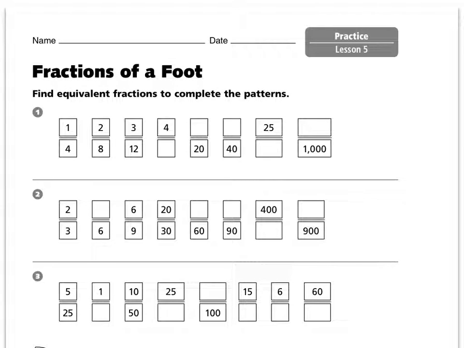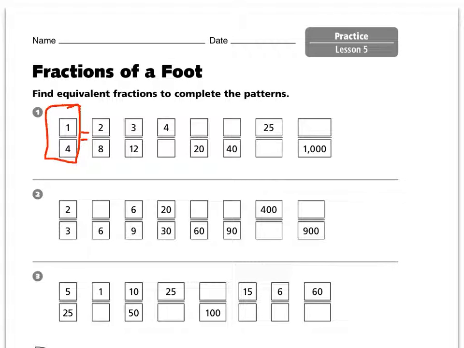Let's look at Chapter 7, Lesson 5, Practice, Fractions of a Foot. Find the equivalent fractions to complete the patterns. So we need to first look at the number 1 that's filled out and see if we can find a pattern that's going on. Now, 1/4 is equivalent or equal to 2/8.